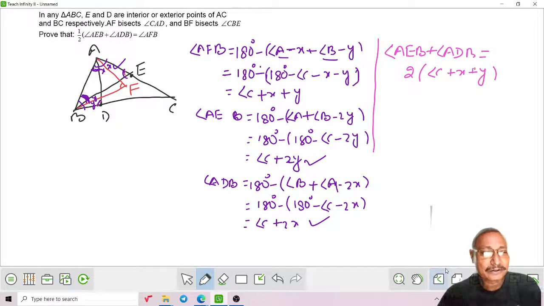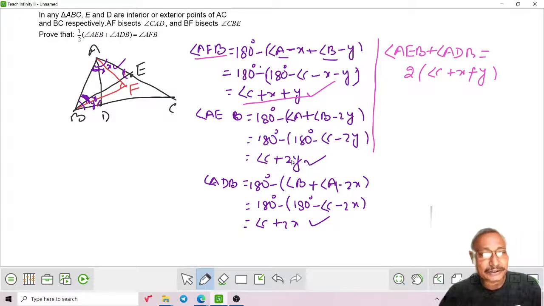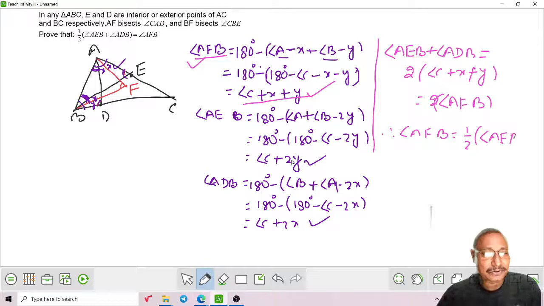And look to this result. Here we are getting that AFB is equal to angle C plus x plus y, and we are getting this result is equal to 2 times of this. That means we can write this as equal to 2 times this angle AFB. So clearly now it is proven. Therefore angle AFB is equal to 1 by 2 of the sum of the angle AEB plus angle ADB.